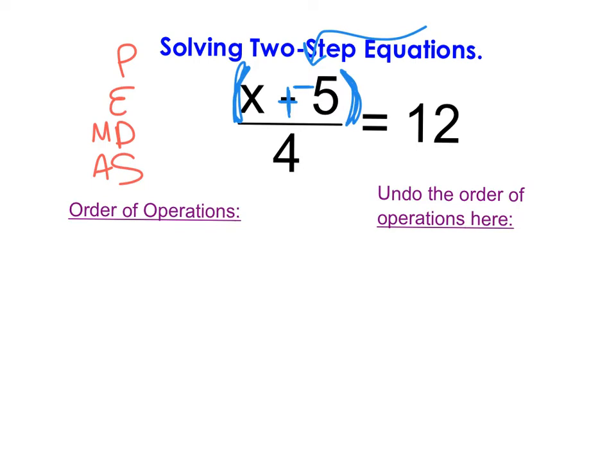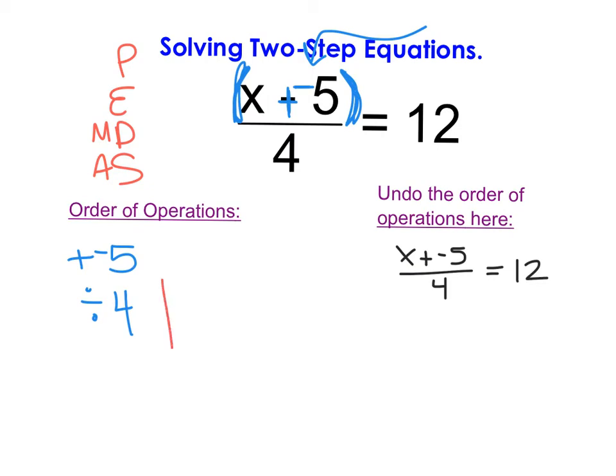So here you can either write down subtract 5, or you can write plus a negative 5, whatever you would like to write down is fine with me because we're going to undo them just the same. So our parentheses come first, and then our division of 4 comes second. And then we are going to undo the order of operations in reverse. So we're going to go backwards here.